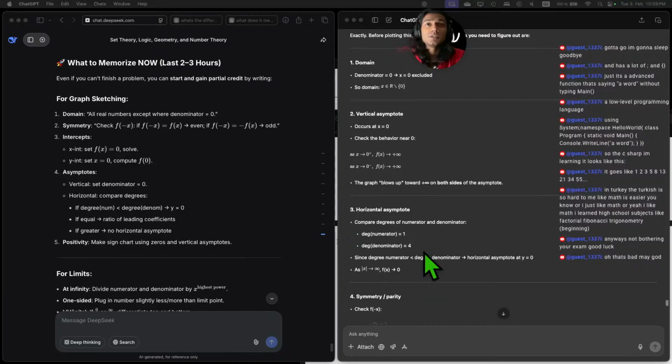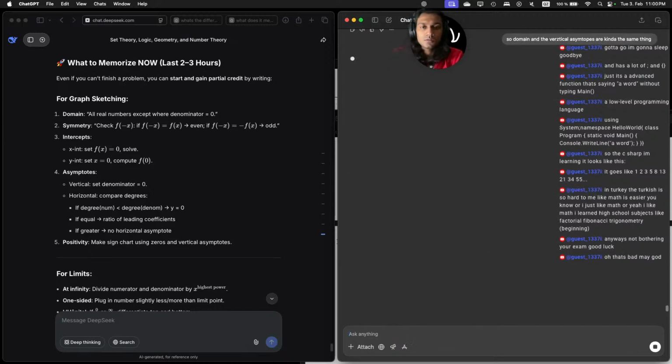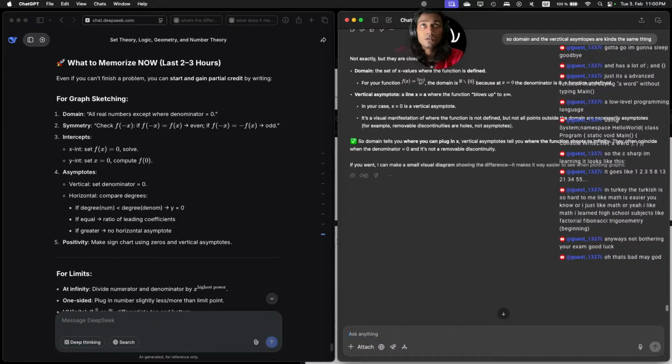Where do I search these type of queries? So domain and the vertical asymptote, the same thing. Domain tells you where you can plug in x, vertical asymptote tells you what the function does there.